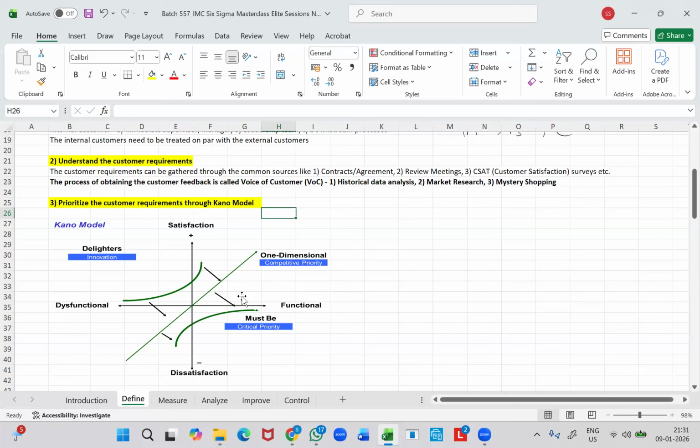So over a period of time, we need to understand that delighters, when consistently provided, will become must-be in the minds of the customer, right? And let us look at a process example as well.